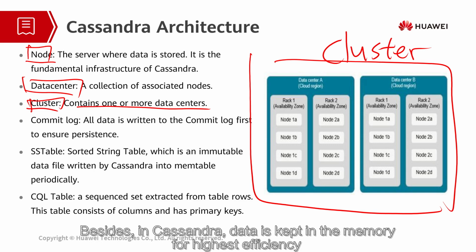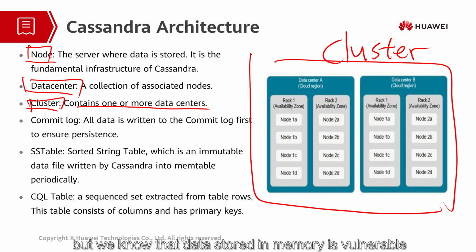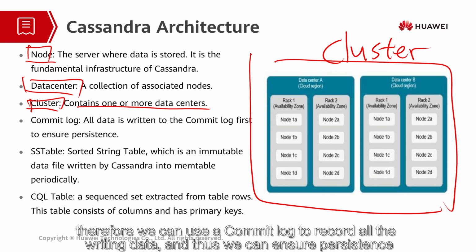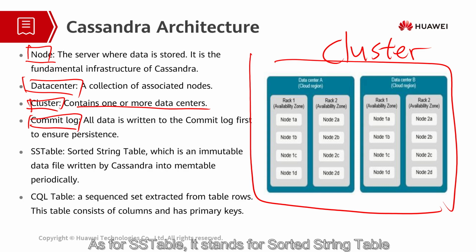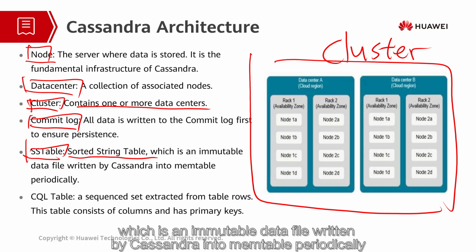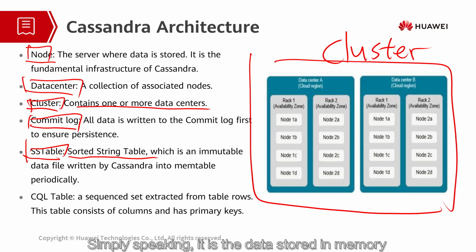Besides, in Cassandra, data is kept in the memory for highest efficiency. But we know that data stored in memory is vulnerable. Therefore, we can use a commit log to record all the written data, and thus we can ensure persistence. As for SSTable, it stands for sorted string table, which is an immutable data file written by Cassandra from the memtable periodically. Simply speaking, it is the data stored on disk.